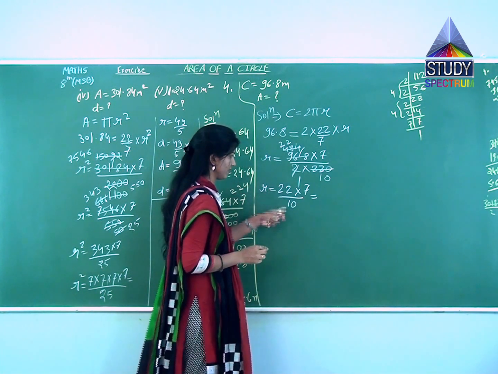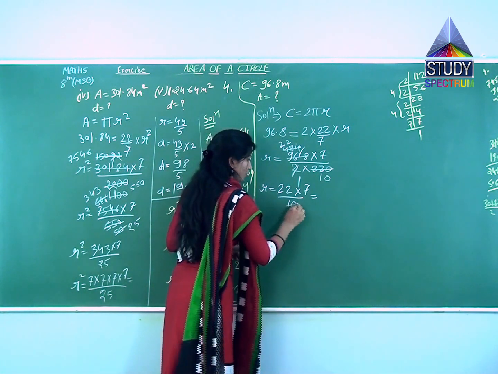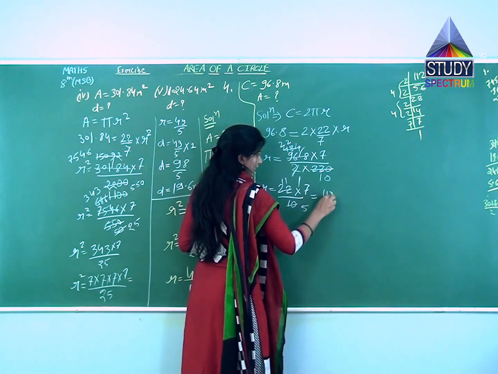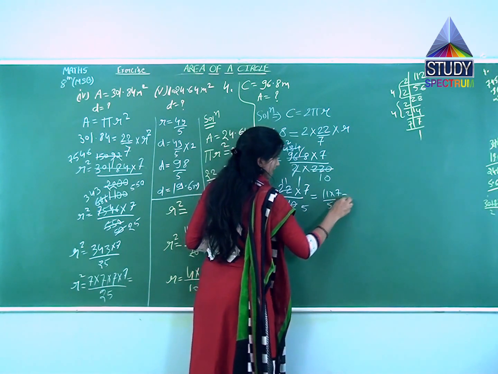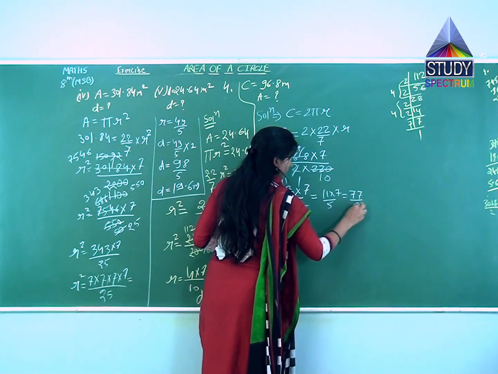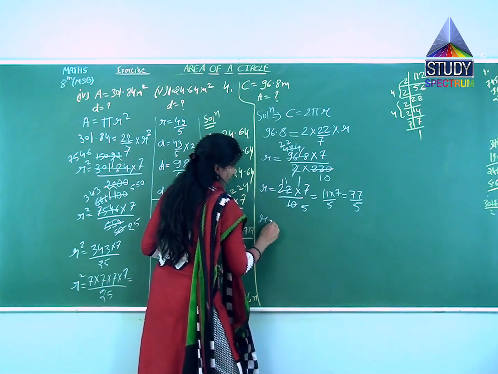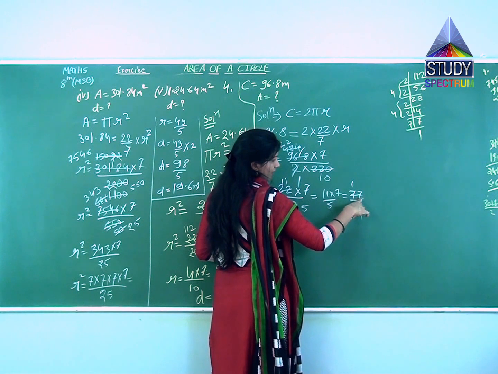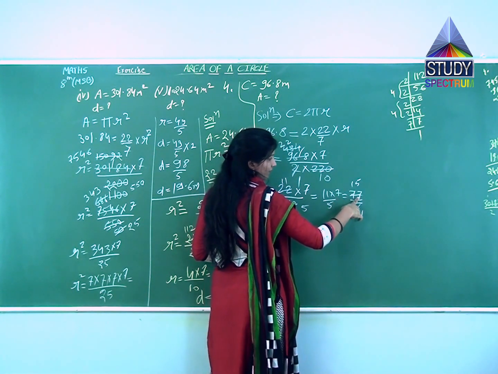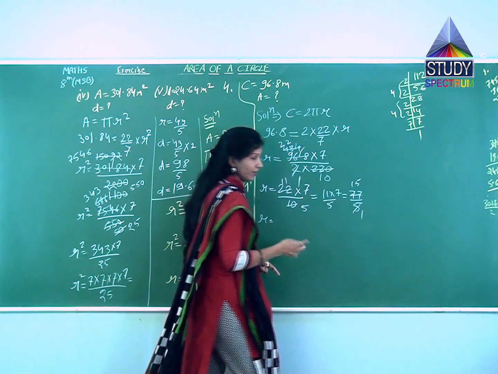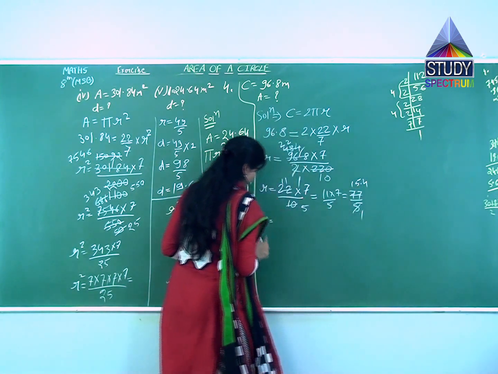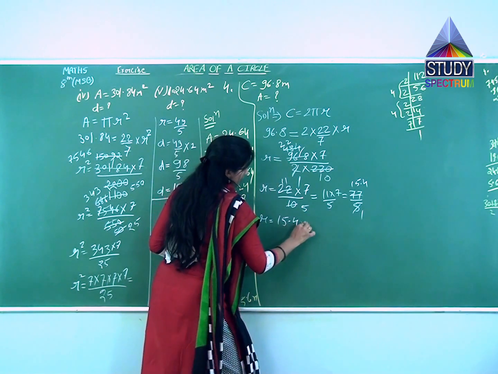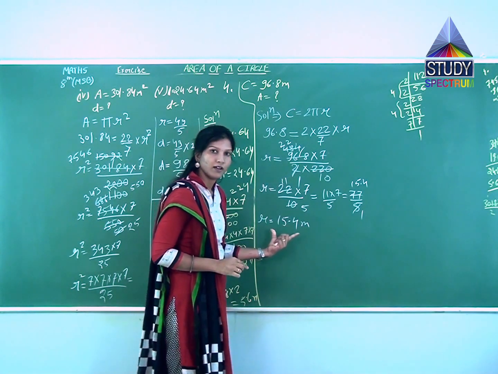We will further solve this and reduce it to a simpler form. 2 fives are 10 and 2 elevens are 22. 11 into 7 upon 5, that is 77 upon 5. So r will be: 5 ones are 5, 5 ones are 5, 2 remainder 27, 5 fives are 25. Again 2 remainder and 5 fours are 20. So r will be equal to 15.4 meters. This is the value for r.